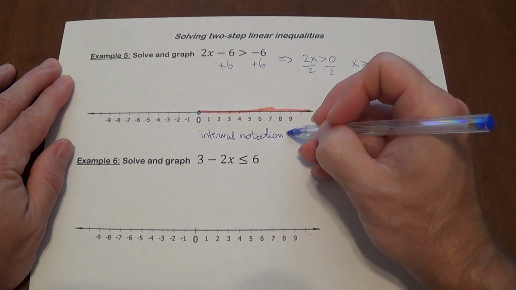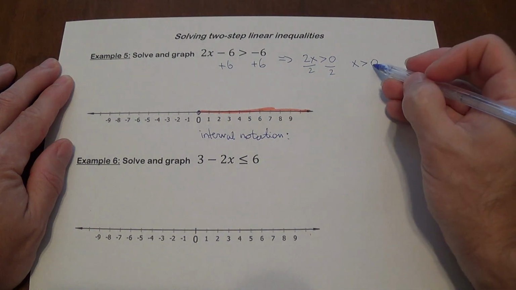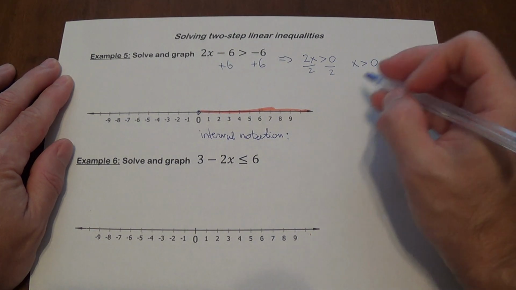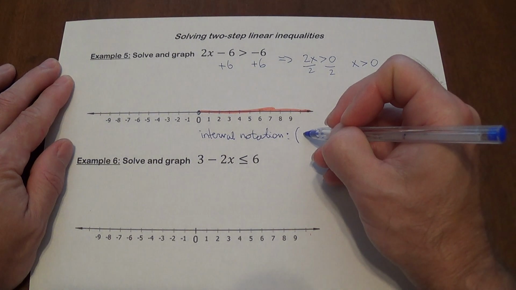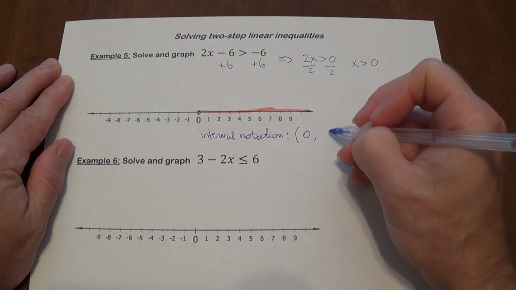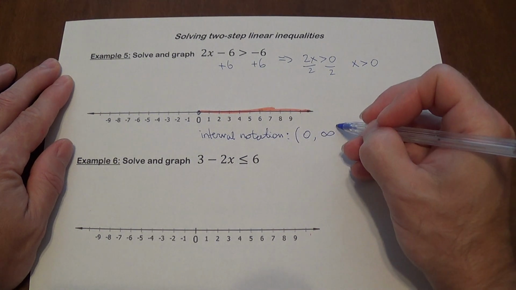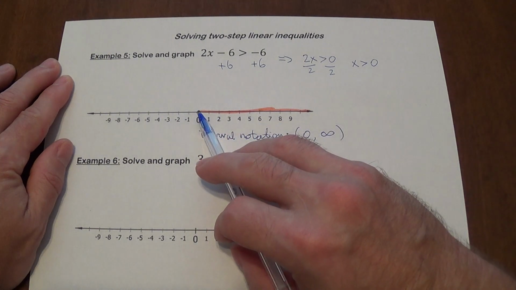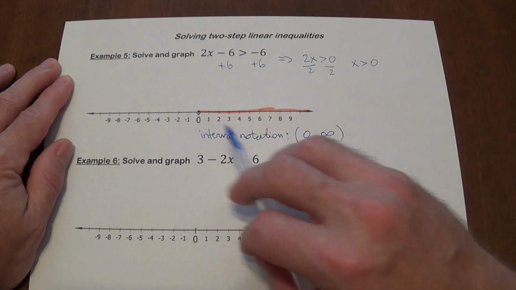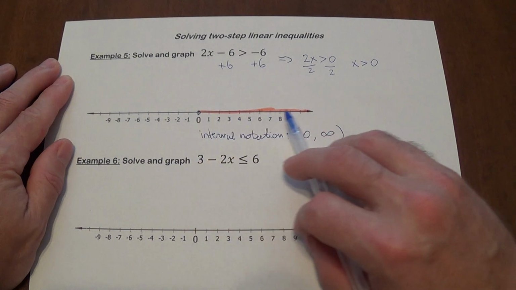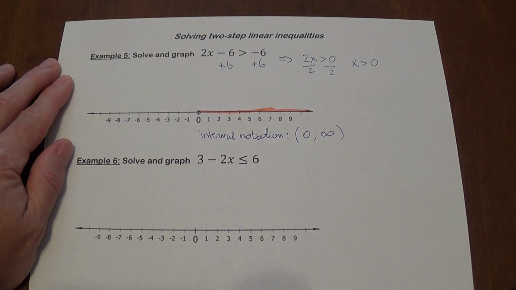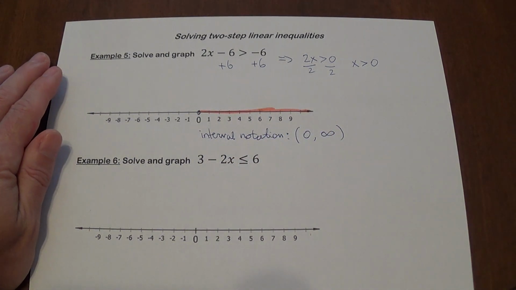So for interval notation, we start at 0, but it doesn't equal 0, so it's going to be open, from 0 to infinity. Right? Because we start at 0, but it does not equal, so it's going to be open with parentheses, and then it goes all the way to positive infinity. Okay?